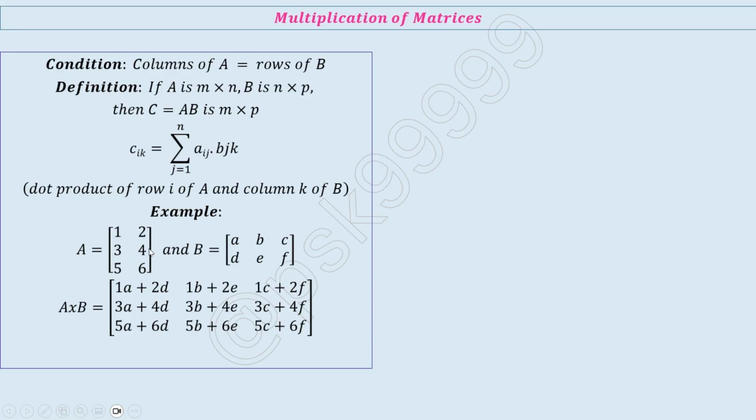Then similarly, you take the second row and again multiply with each column. Okay, 3a plus 4d, 3b plus 4e, and 3c plus 4f, and the third row into each column again. So you will get basically 3 into 3 elements, and this matrix order is 3 into 3. This is how you will do the matrix multiplication. Again, the condition is that columns of A should be equal to rows of B. Only then matrix multiplication is possible.